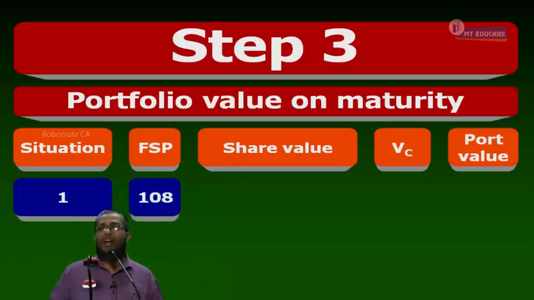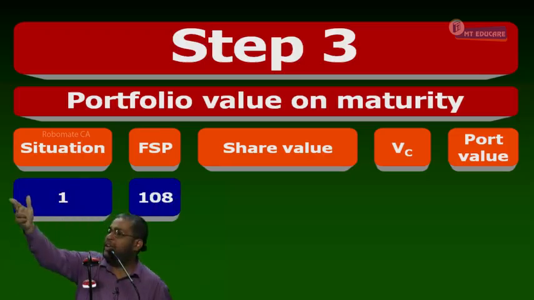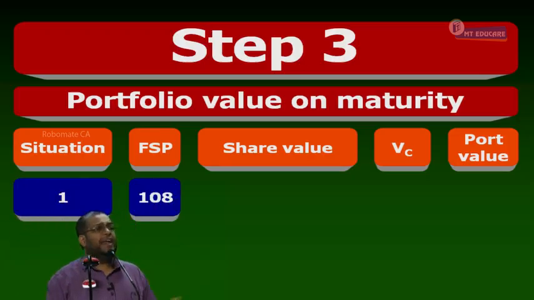Situation 1, FSP 108. On maturity date, 2 things can happen. FSP can be 108 or 90. Can it be 95, 96? No. It is only 2 numbers, 108 or 90.